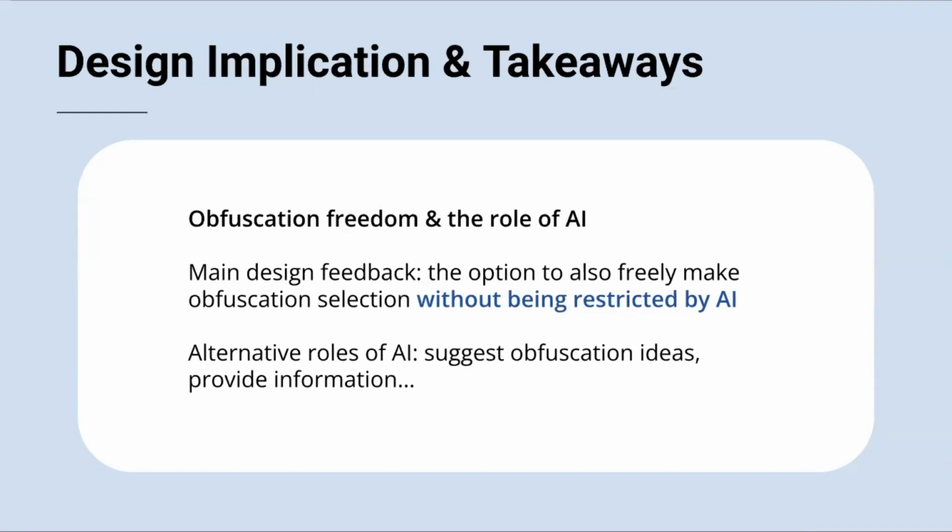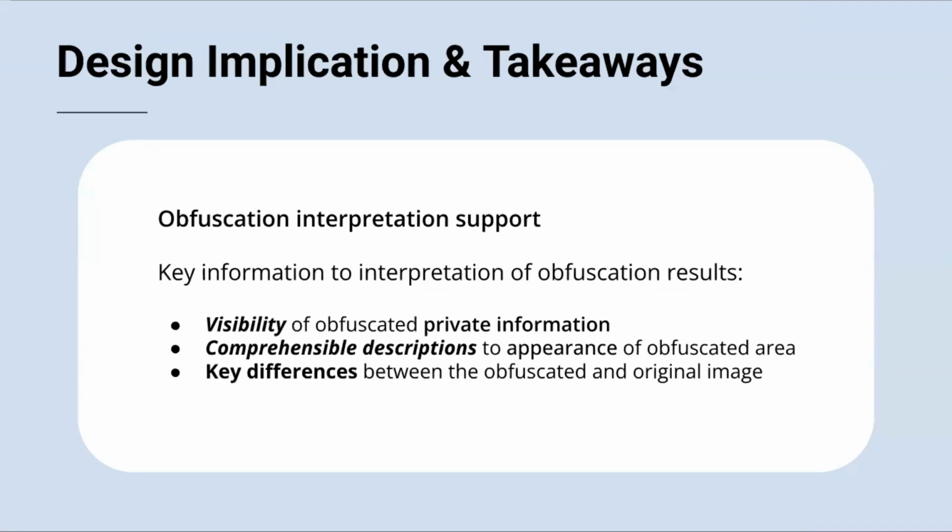Future tool design should also consider ways to better guide blind users to understand the results of an obfuscation. Our study revealed a set of key information to blind individuals' interpretation of obfuscation results that are currently under-supported, including but not limited to the visibility of obfuscated private information, accurate and comprehensible descriptions of the appearance of an obfuscated area, identification of key differences between the original and obfuscated image, and so on.